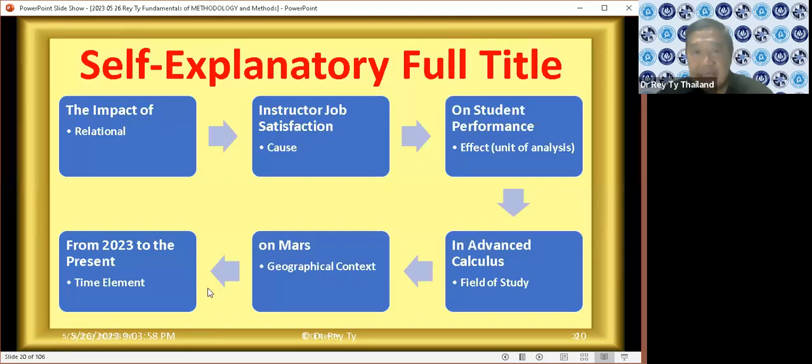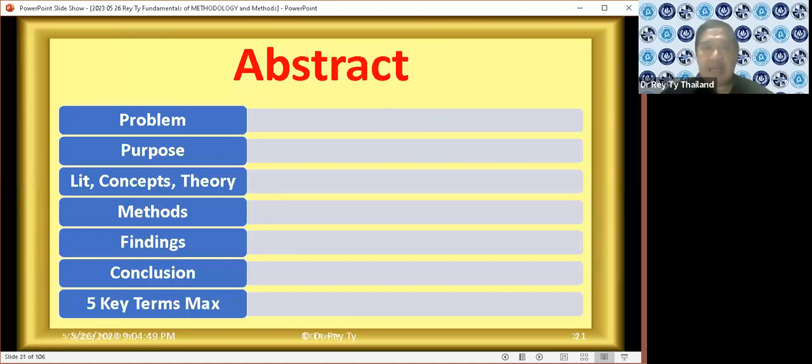So it should be limited. An example, this is an example. The title is self-explanatory: The impact of instructor job satisfaction on student performance in advanced calculus on Mars, to make it very hypothetical, from 2023 to 2024. So you have what kind of relationship, impact, and what is the cause, the effect, the unit of analysis, the field of study, the geography, and the time element. This is one way of writing the title. So it's crystal clear from the beginning.